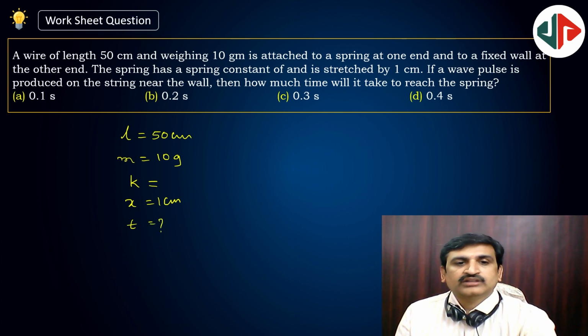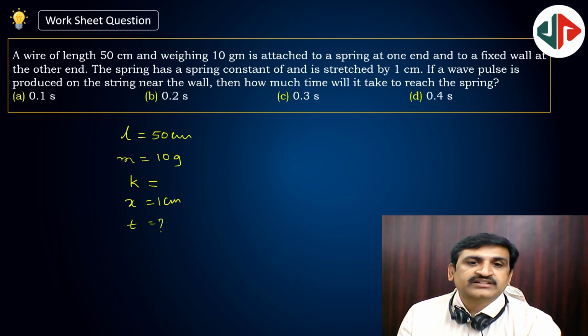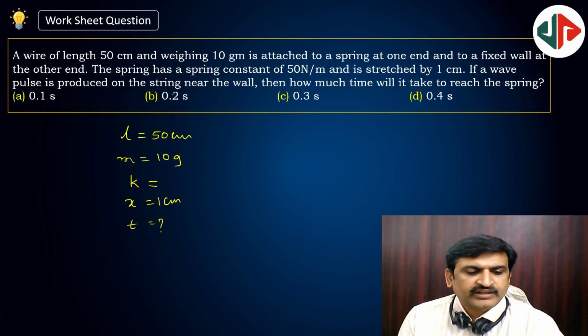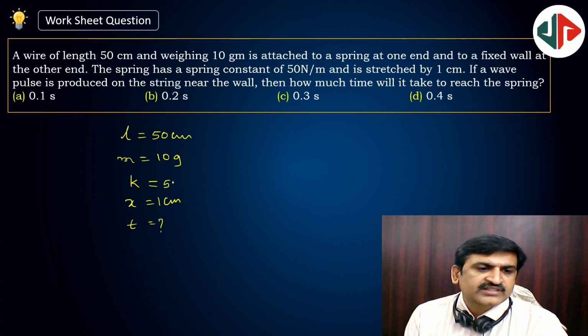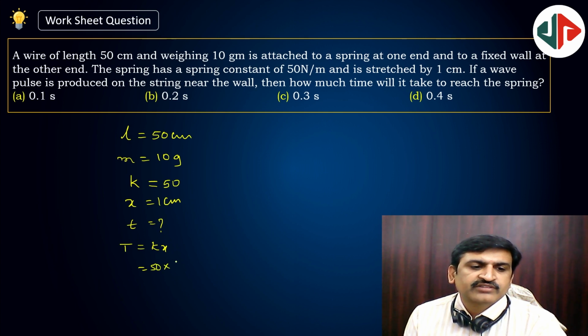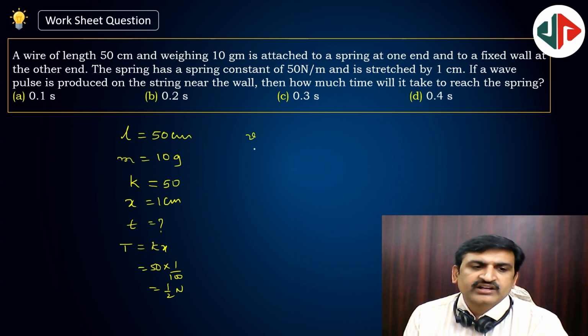Okay, so that indirectly giving the tension. K value I noticed as 50 and I can replace here 50. So indirectly he gave the tension T is equal to Kx. That is equal to 50 into x equal to 1 centimeter, 1 by 100. So that is 1 by 2 Newton. With this I can get velocity, not directly, even mu is also needed to calculate.